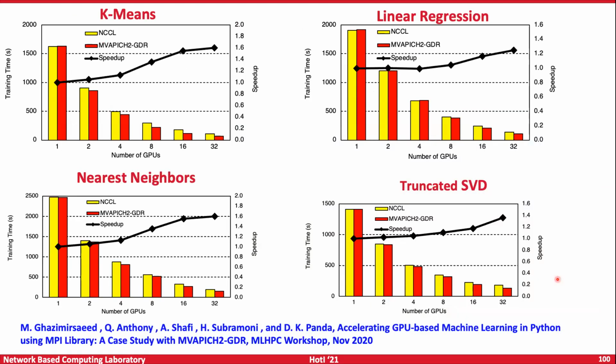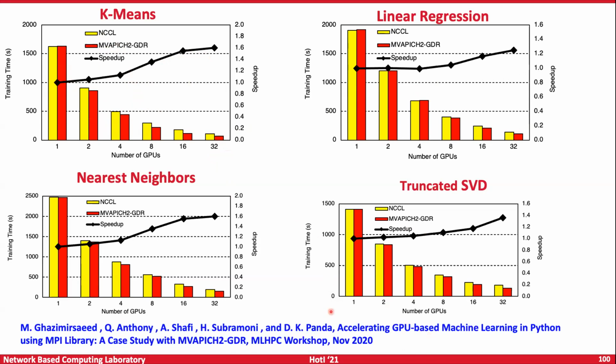So we have some results comparing NCCL with MVAPICH2-GDR, and as you can see in this slide, we are presenting numbers for k-means, linear regression, nearest neighbors, and truncated SVD. These are some of the machine learning algorithms available in cuML. And as you can see, we are seeing better performance for MVAPICH2-GDR as compared to NCCL for almost all of these algorithms. And these gains are obviously more noticeable when there are more GPUs, and hence there is more communication going on at the cuML layer.